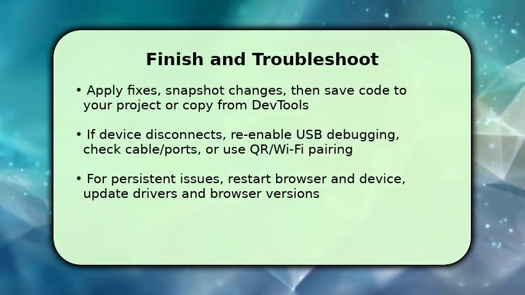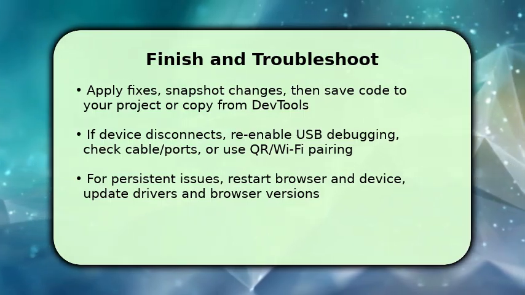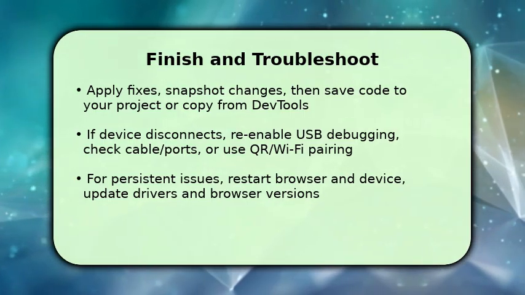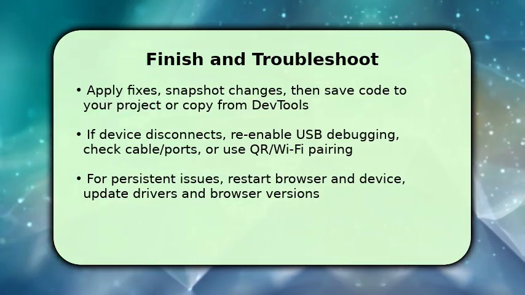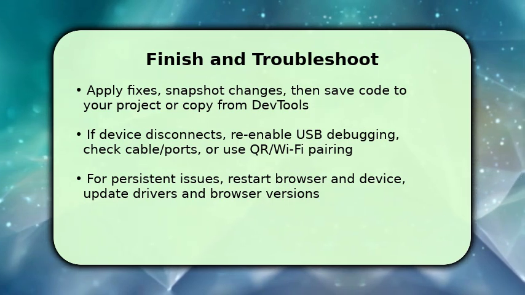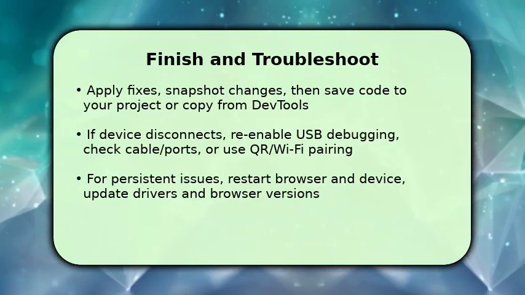If the device disconnects, re-enable USB debugging, swap the cable, or use the browser's Wi-Fi pairing option. Check the phone's trust prompt. If nothing helps, restart the browser and phone, update drivers or the browser version, and reconnect. This resolves most stubborn connection or detection problems quickly.